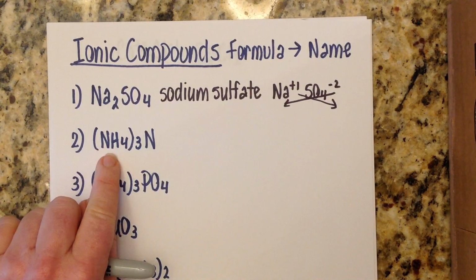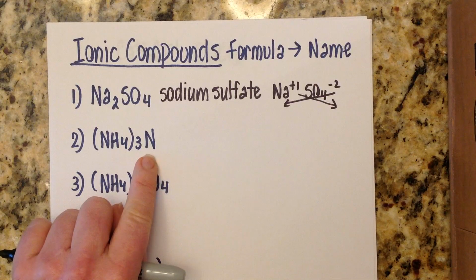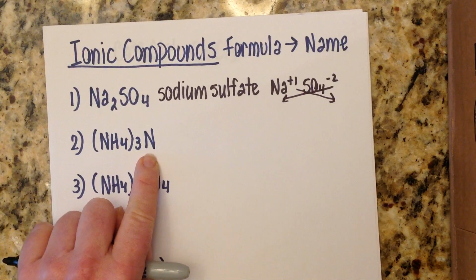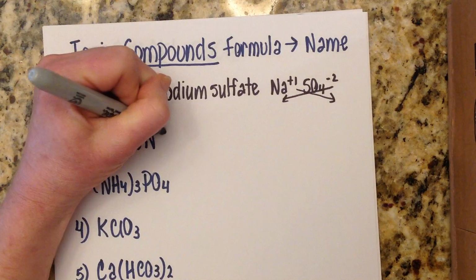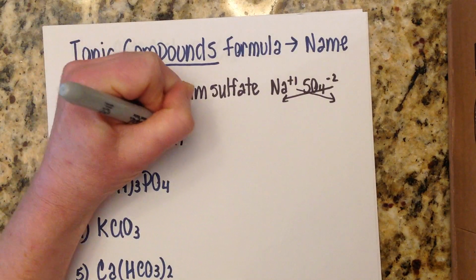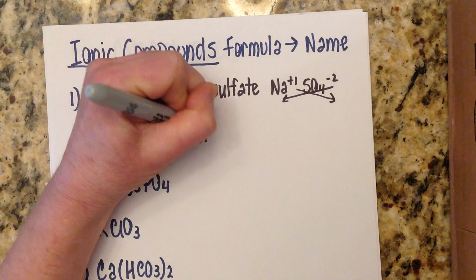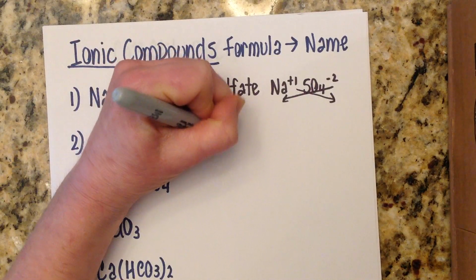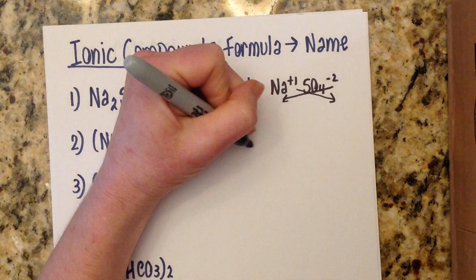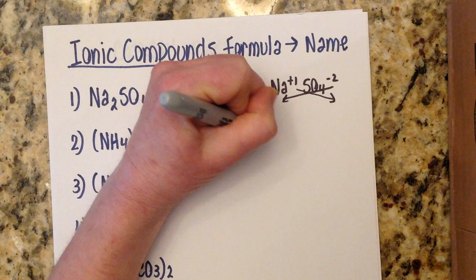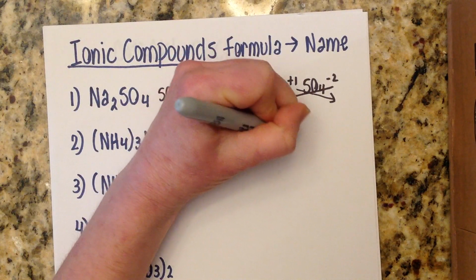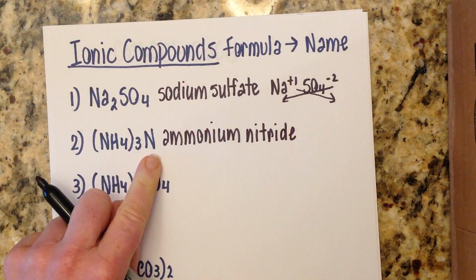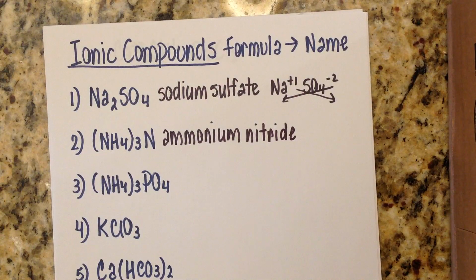This is ammonium nitride. Now, this is just an anion. This is just nitrogen when it takes on its -3 charge. So that's why this one is ending in IDE, because it's not a polyatomic ion. So ammonium, not ammonia, different thing, ammonium nitride. And again, this one ended with IDE because this is simply an anion. It is not a polyatomic ion.